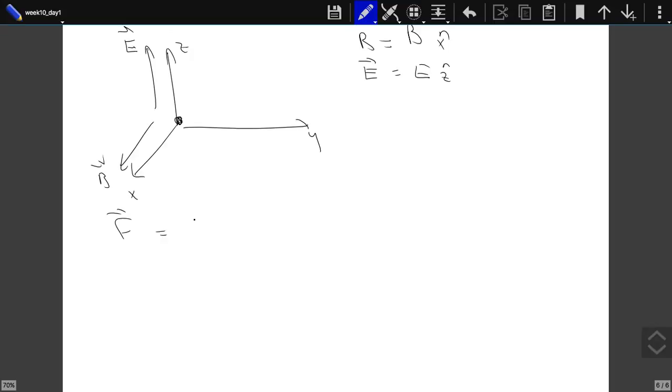Now the force is Q times V cross B, which will be Q times V, which will have the x component, y component, and z component.